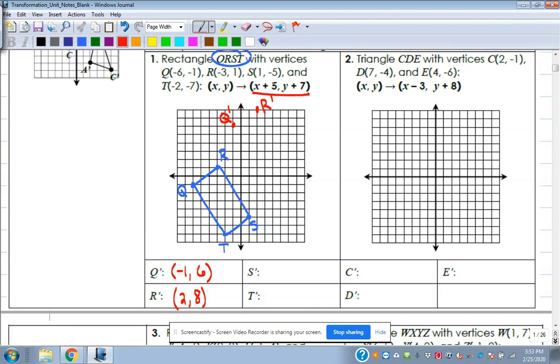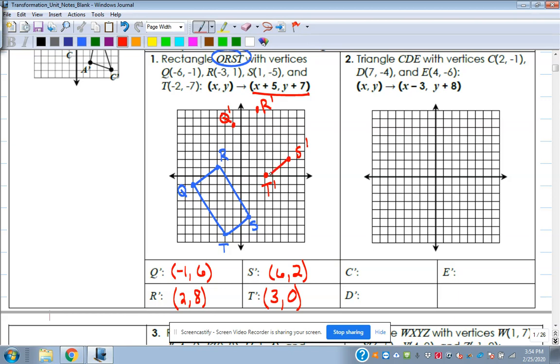And then S prime, taking S and doing the same translation on that. 1 plus 5 is 6. Negative 5 plus 7 is 2. 6. 1, 2, 3, 4, 5, 6. 2. S prime. And T prime, negative 2, negative 7. Add 5 to negative 2. Get 3. Add 7 to negative 7, and what do you get? 0. 3, 0. Right there. Good old T prime. And you draw that new rectangle that you got there.